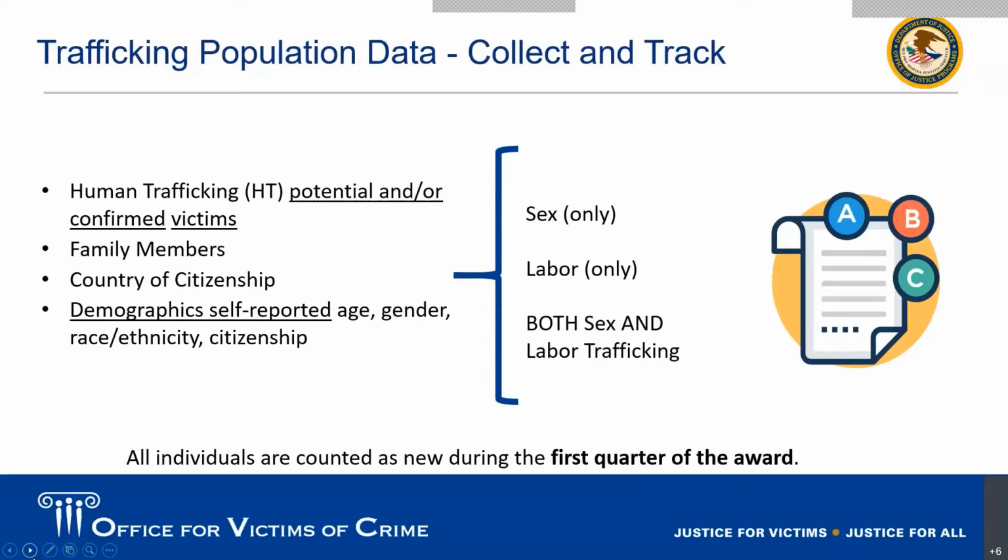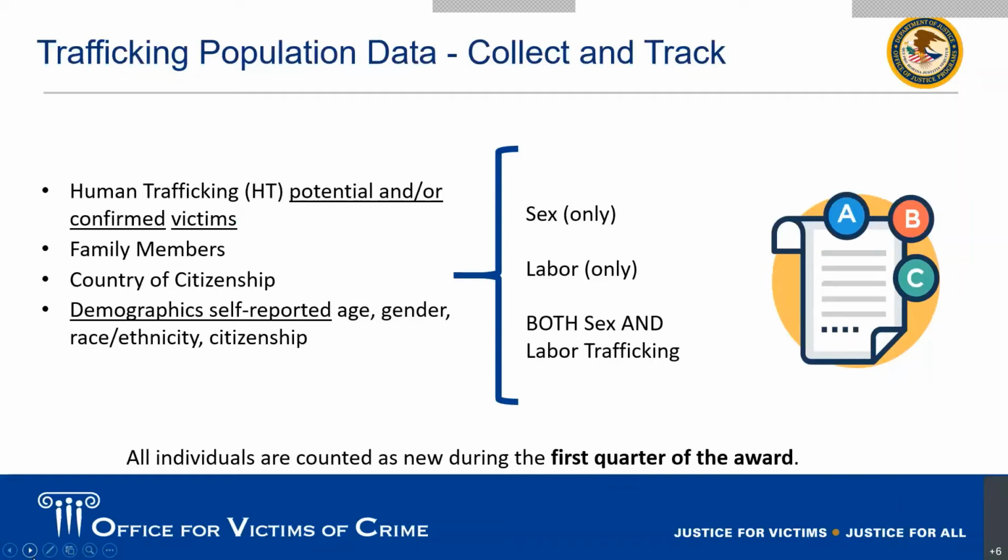Victimizations and demographic information such as age or gender are self-reported by the victim, and there are some specific instructions I want to call your attention to for citizenship. For the citizenship questions, you want to report on the top 5 most common countries of citizenship that are reported to you, and then the number of victims served per country.